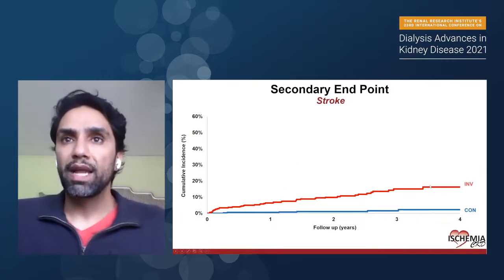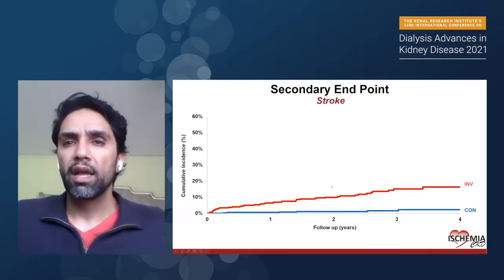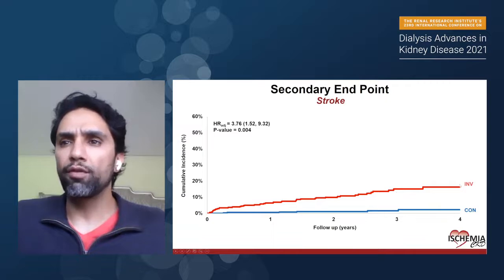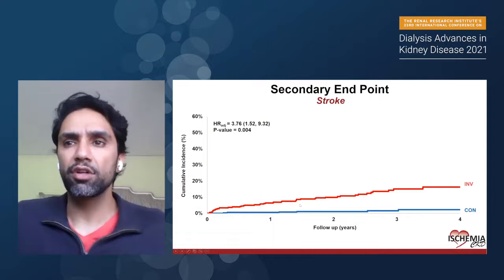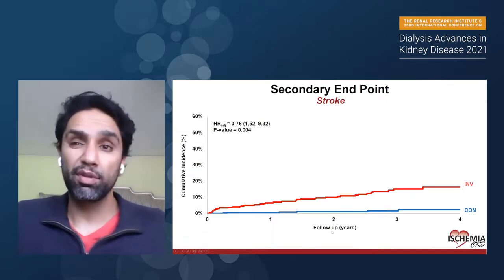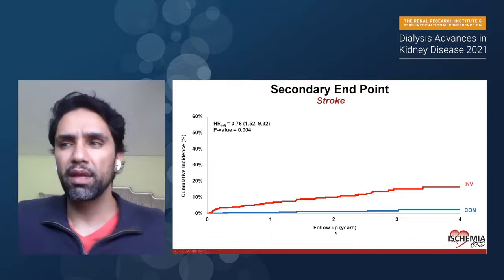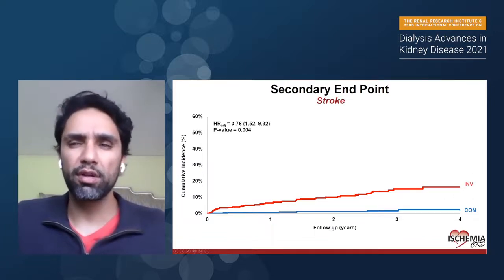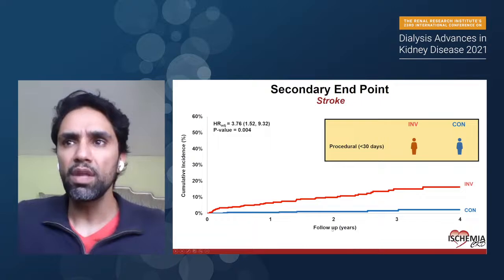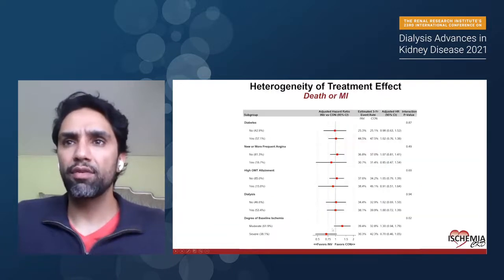Interestingly, stroke was considerably higher in the invasive arm. Also, interestingly, the stroke risk continues to go up over time. So this is a little bit difficult to understand. One could consider an increase in stroke at the time of instrumentation, but the fact that the curves continue to separate suggests possibly something to do with dual antiplatelet therapy, but you would expect the invasive group to be on dual antiplatelet therapy longer. So a difficult finding to explain. Procedural stroke was higher in the invasive arm.